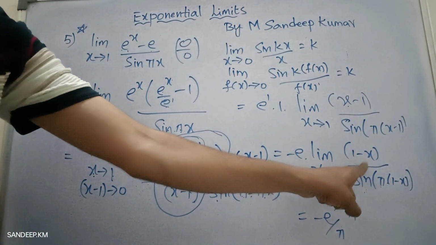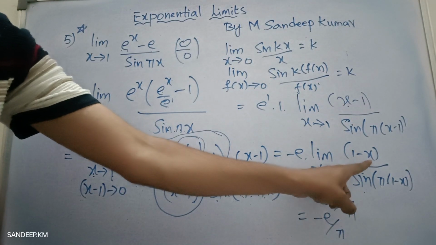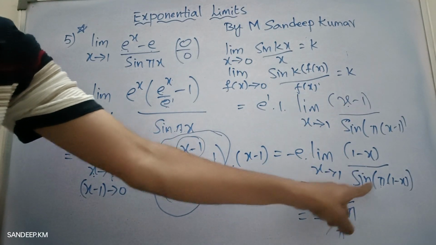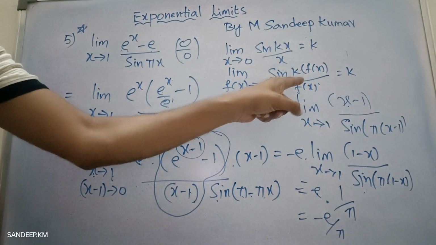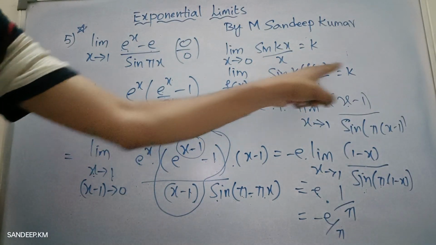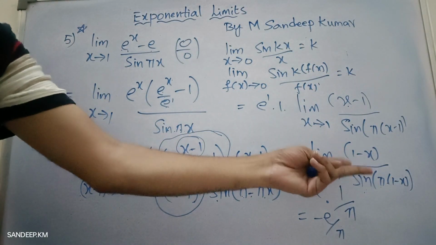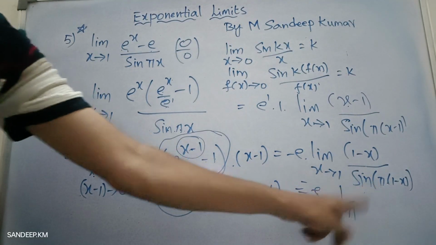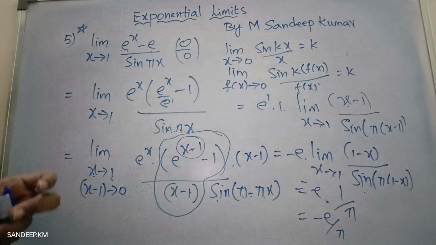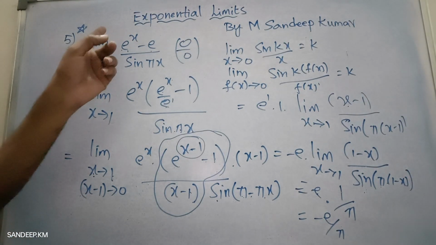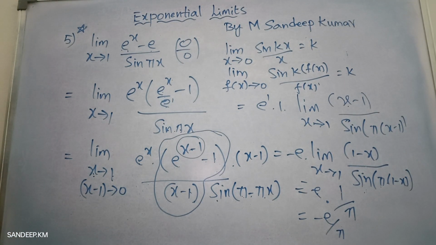Are you confused here? I hope you are not confused. This is like f of x divided by sine pi into f of x. Same like this, if it is in this form, I'll get k. If it is in this form, the reciprocal of it, I'll get 1 divided by k. So 1 by pi, you'll get the answer as minus e by pi. So the answer for this question is minus e divided by pi. Okay, we'll go with next question.